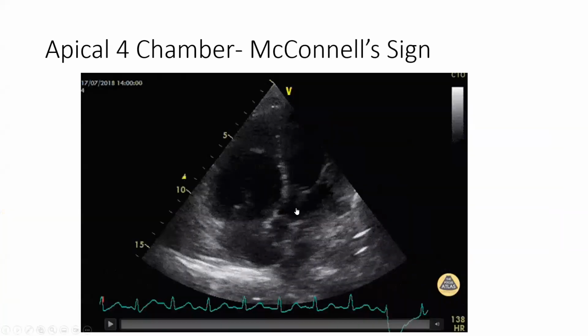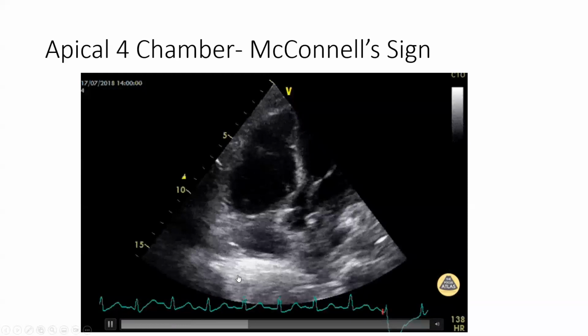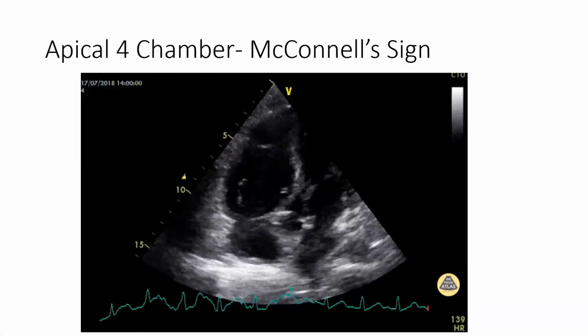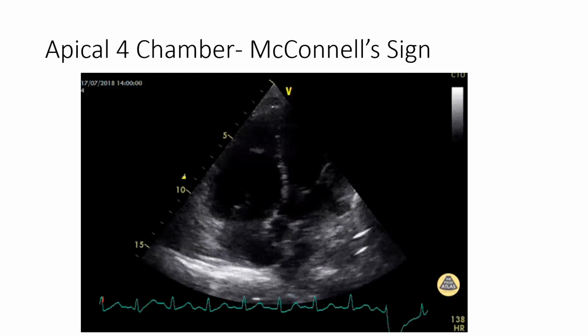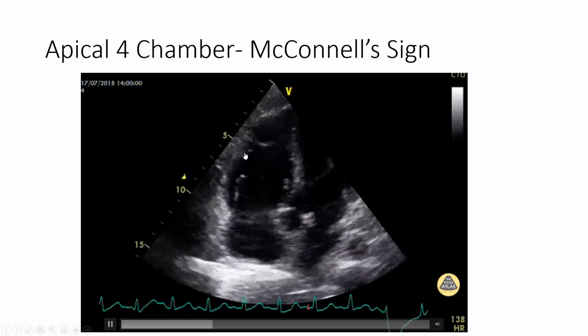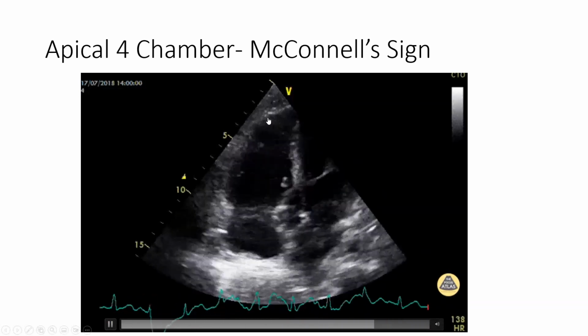The next image is also done from an apical 2 or 4 chamber view. This is not something that I was familiar with before I started working on this talk, but it's called McConnell sign, and it's a regional wall motion abnormality in the right ventricle. So we'll play this clip several more times, and what you see is hypokinesis or akinesis of the right ventricular free wall with apical sparing.